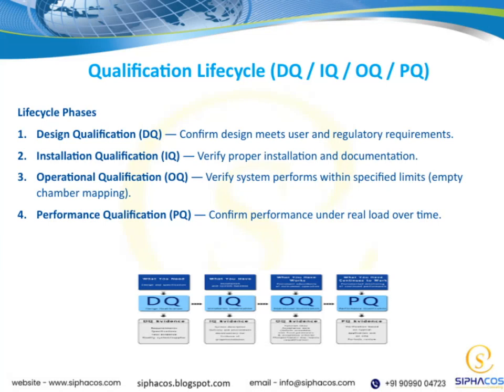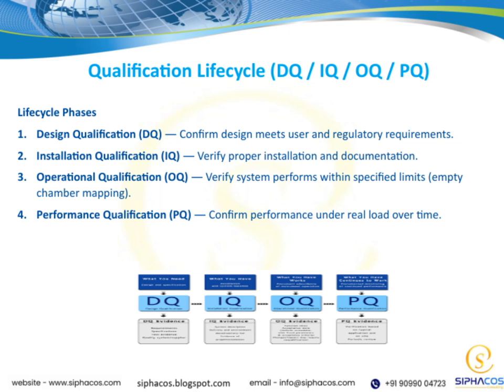Now, let's take a closer look at the qualification life cycle, which includes DQ, IQ, OQ, and PQ. These are the key phases that ensure our equipment and systems meet all necessary standards and function properly throughout their life cycle. First up is design qualification, or DQ. This is where we confirm that the design of the equipment or system actually meets the user requirements and regulatory standards. It's about making sure we're building the right thing from the start.